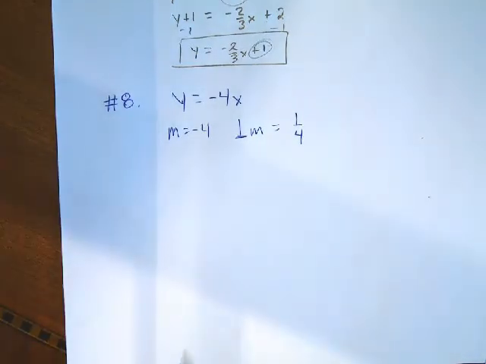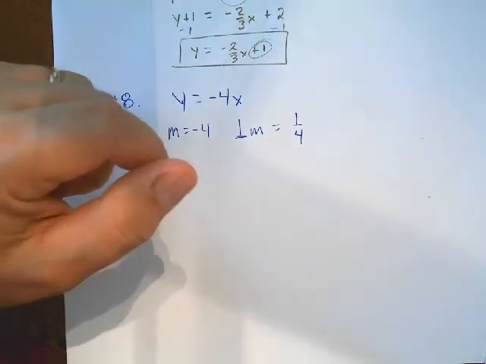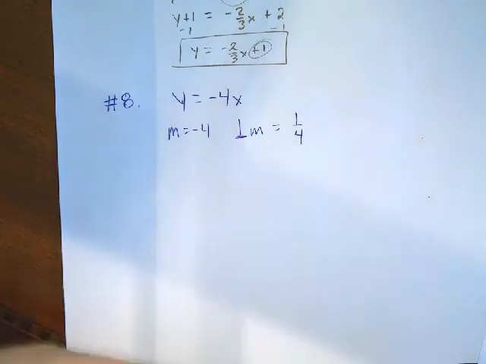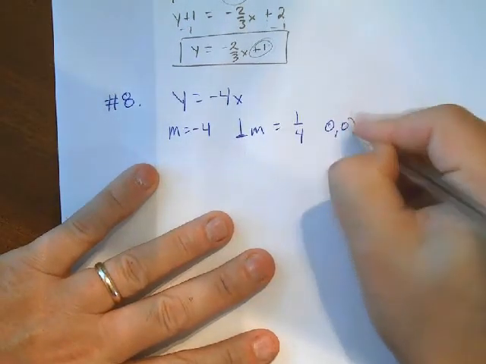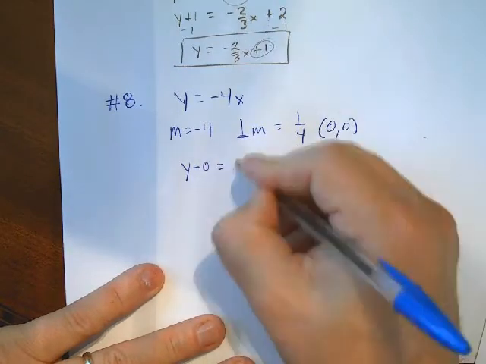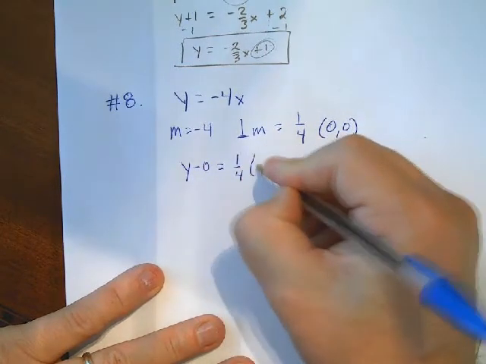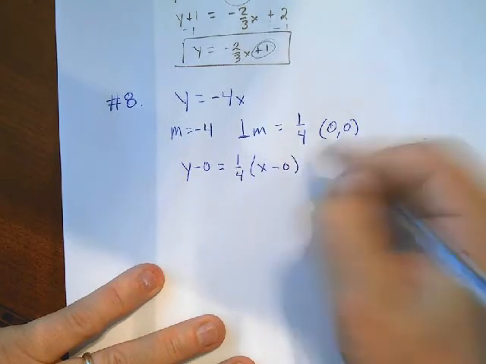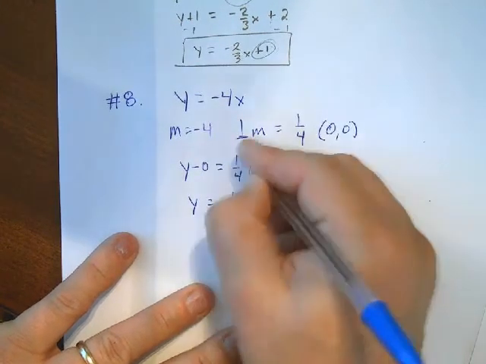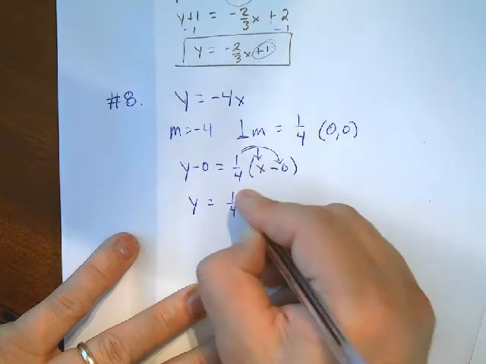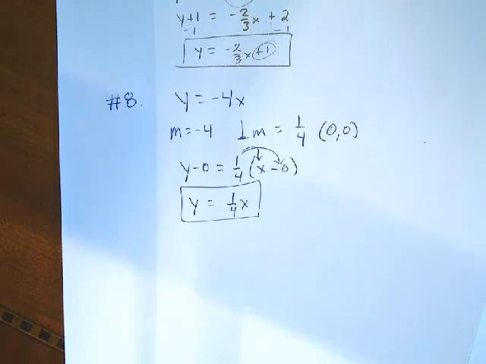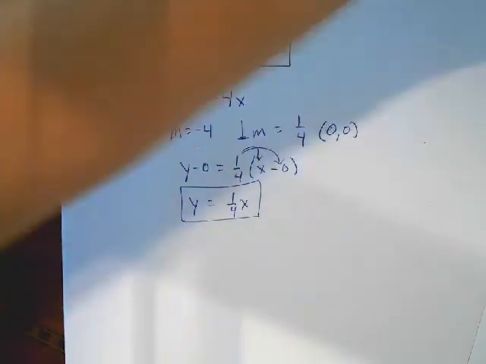All right, and so then it also goes through the point. Oh, the origin. That passes through 0, 0. Boy, this is going to actually be easier. So we have y minus 0 is equal to the perpendicular slope, which is 1/4, times x minus 0. And so we have y, we can drop that one off. 1/4 x as we distribute. 1/4 times 0 is 0. And we're done. That was really simple.